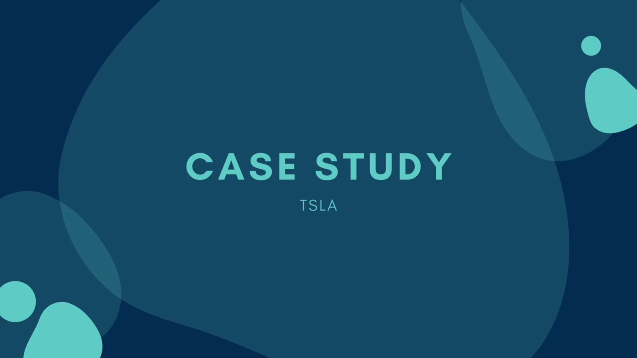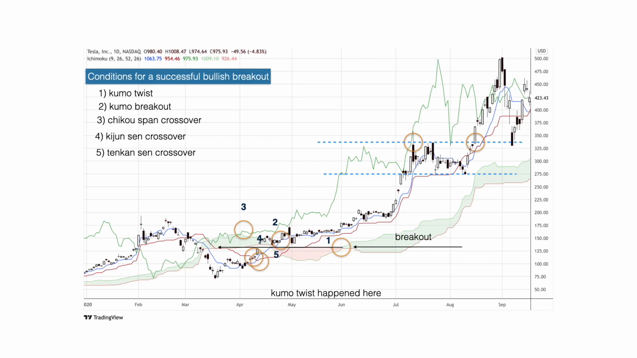We see the same signals in the chart of Tesla Corporation. There's a Kumo twist at this area. Then the rest of the bullish signals happened. There was a Kumo breakout, Chikou span crossover, Kijunsen crossover, and a Tenkan-sen crossover.